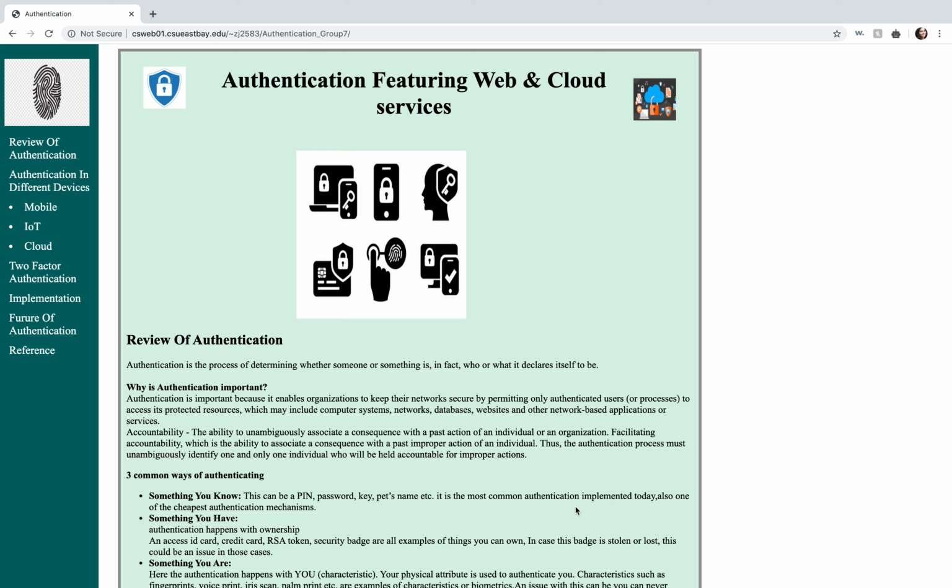This video demonstrates Project 2, titled Authentication featuring Web and Cloud Service. In the outline of this tutorial, we discuss what authentication is, the importance of authentication, and how authentication works in different devices: mobile, IoT, and cloud. And we have implemented a two-factor authentication in our application.